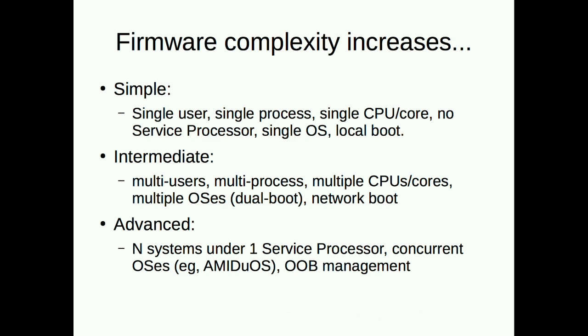And so in that last chart, you saw a lot of different areas here. This firmware can be simple with a single user and a single process and a single CPU. It gets more complex when there's multiple CPUs, like racks and a blade, multiple operating systems, dual booting, network booting, and it gets even worse when you've got multiple systems under a single service processor, so that hardware's in charge of the other hardware. Concurrent operating systems like AMI Duos, which runs Windows and Linux, or Windows and another operating system, simultaneously. So it's using kind of virtualization technology to page between operating systems.